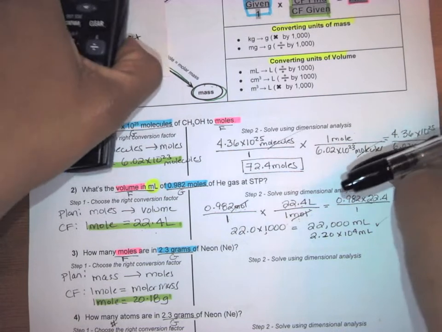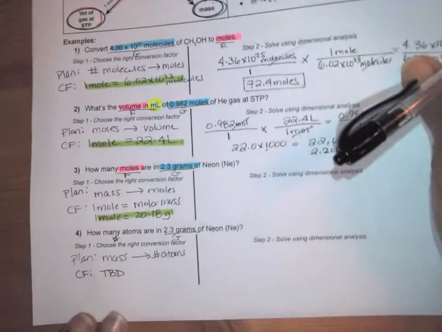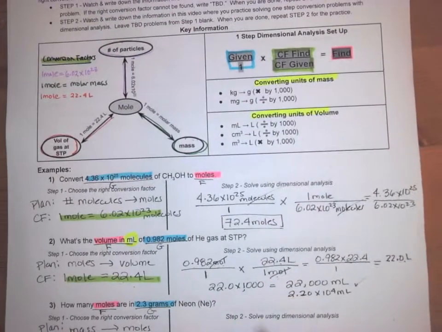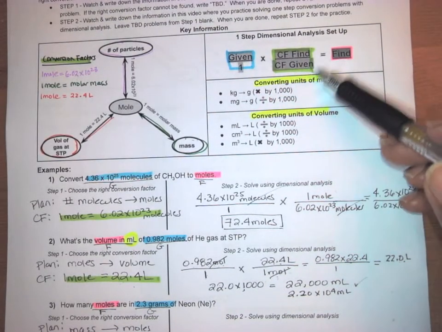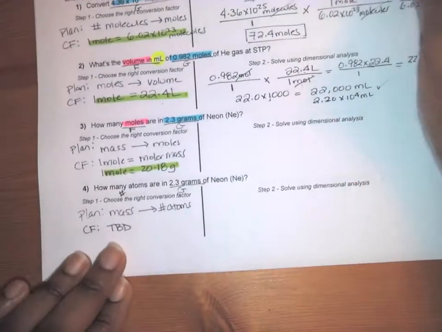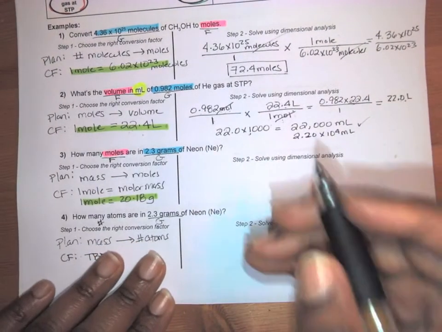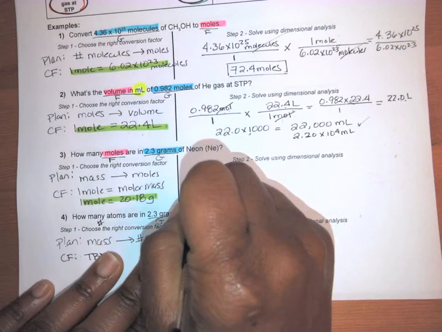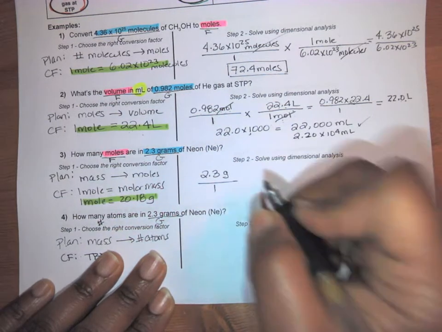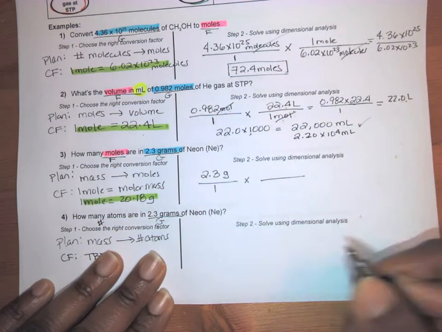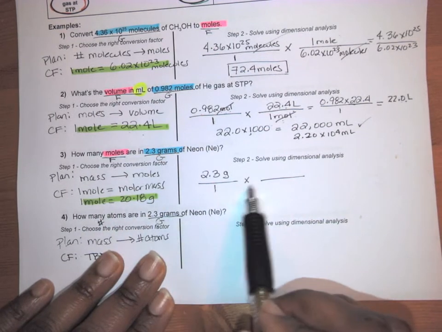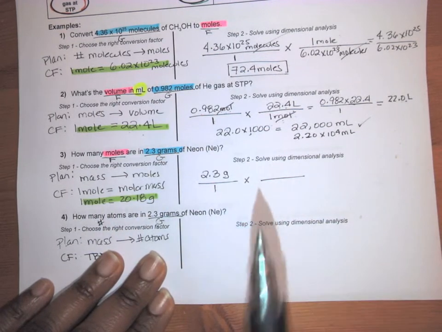All right, let's quickly do the last couple of problems here. So we are going to do this setup, given over 1 times the conversion factor to get our find. So my given is 2.3 grams. Don't forget the units. That's super important. Times, all right. So now I need to turn this into a conversion factor fraction, all right? What goes on the top, what goes on the bottom?